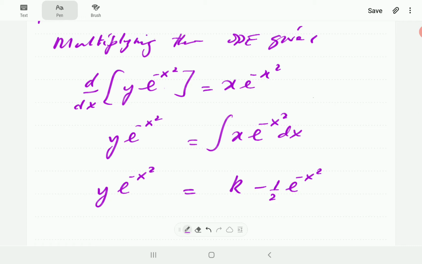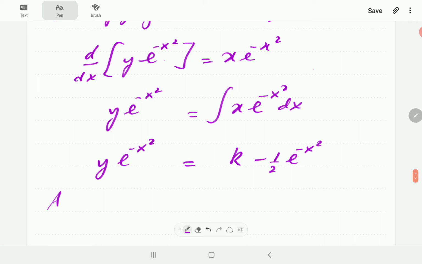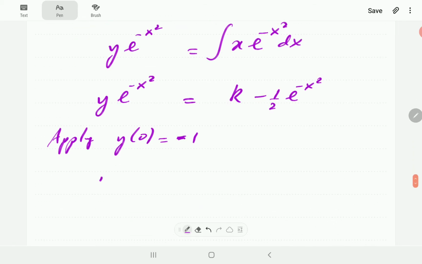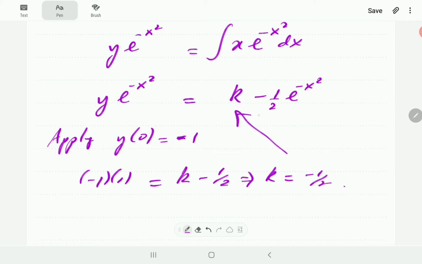Okay, now if we bring in the initial condition, the initial condition says when x is 0, y is negative 1. So on the left hand side we're going to have negative 1 times 1, because if you plug in x is 0 here, this becomes 1. Right hand side is going to be k minus half. So this is going to give us k is equal to negative half. So that's going to plug in there.